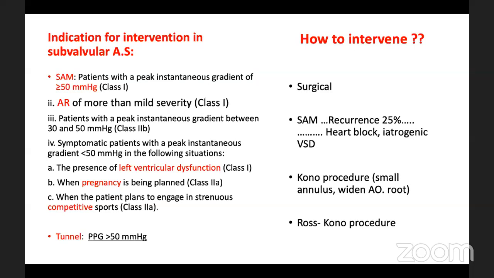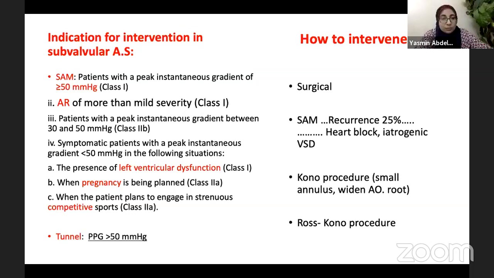Obviously, because dealing with aortic valve is more difficult, and having to sacrifice aortic valve for aortic replacement is a big thing to do, while here it is relatively safer, because you take out the membrane while preserving the aortic valve. And as you said, the longer we wait, the more damage that happens to the valve. So we tend to intervene earlier in subaortic stenosis than valvular aortic stenosis.